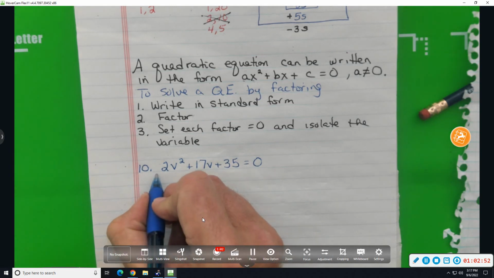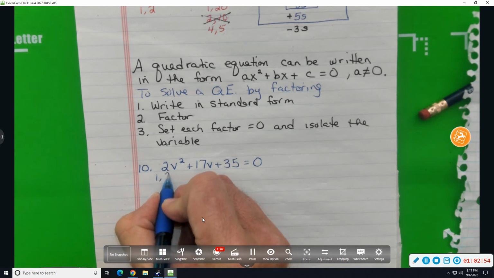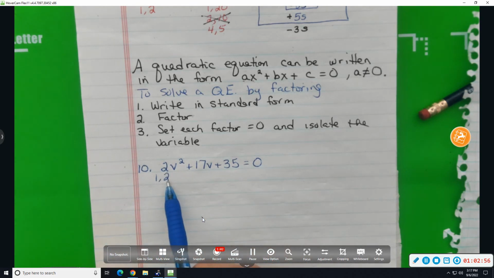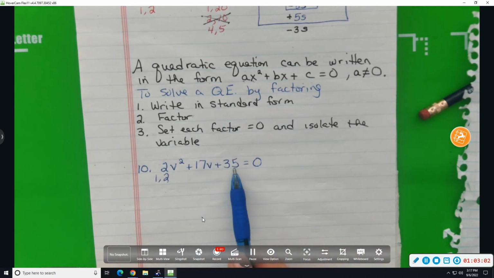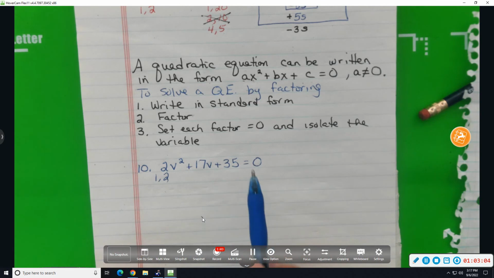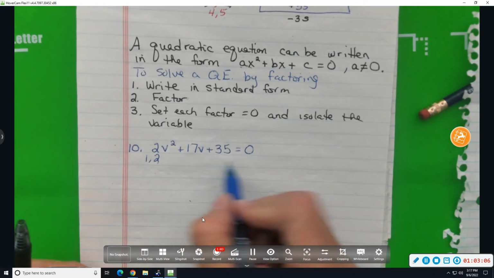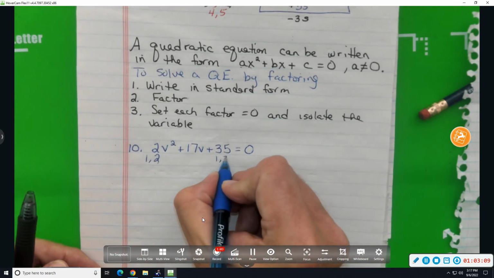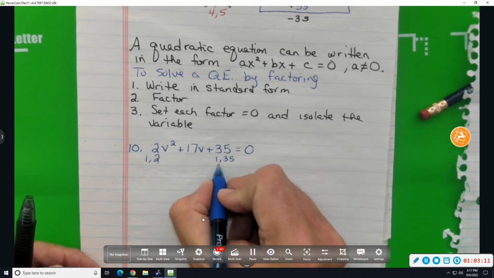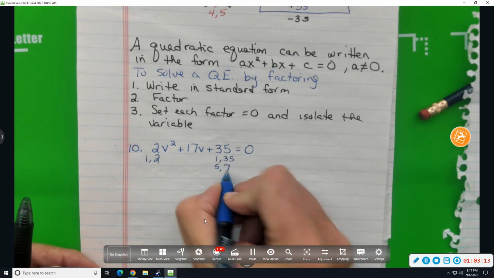Oh, yeah, I haven't even looked to see. Well, I'm going to go ahead and write out my numbers that multiply together to give 2. Notice it's already in standard form. B squared, B, constant equals 0. What numbers am I going to write for 35? 1 times 35 and... would it be 5 and 7?